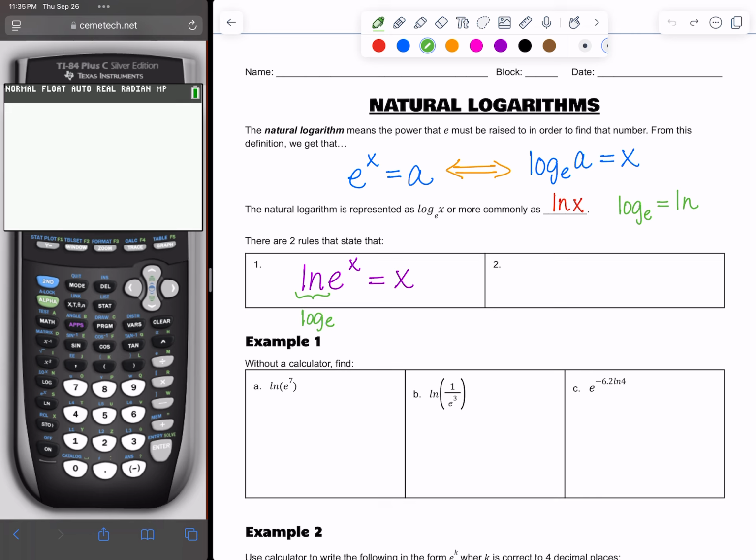Okay? For the second rule, if we have e to the power of the natural log of x, that is going to be equal to x, because once again, this natural log can be looked at as log base e, and it will cancel out with the base of my power, which is e. All right. So when thinking about these next examples, let's make sure that we keep these rules in mind.